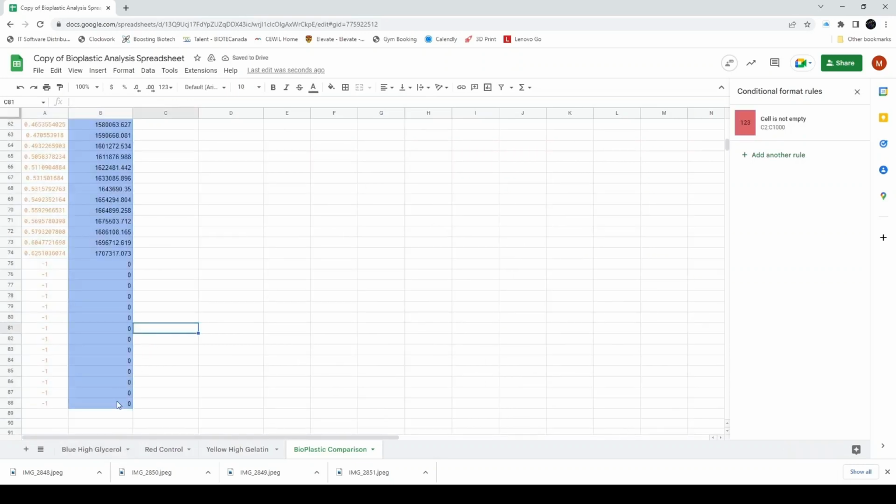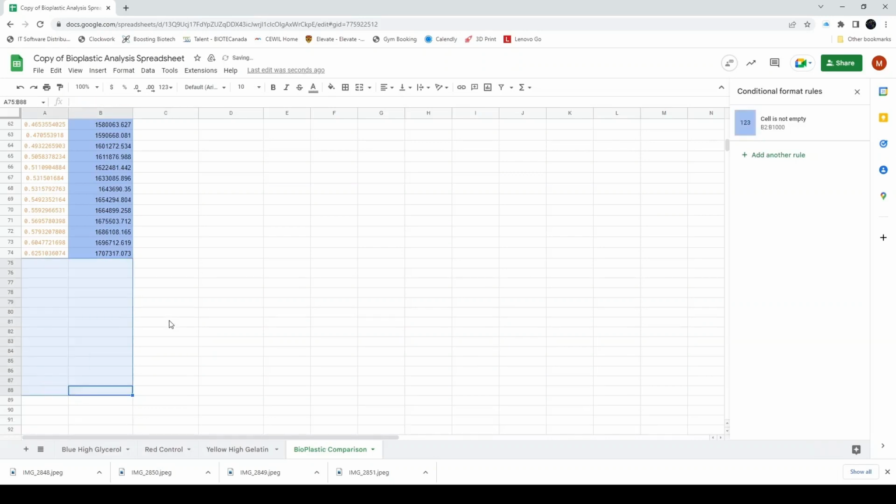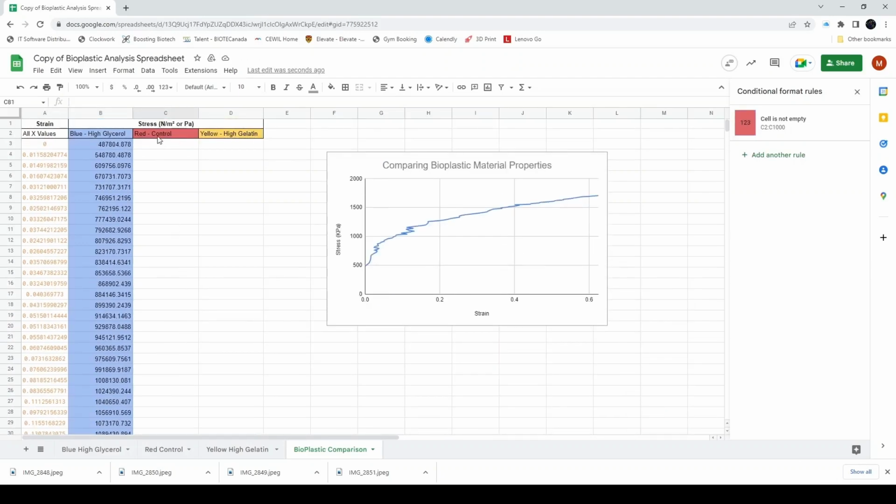All right, so here we run into a bunch of zeros. Once we get to this point, then you can select these cells and just delete their values. Now, if we scroll back up, we'll see that red is the next plastic, the red control.